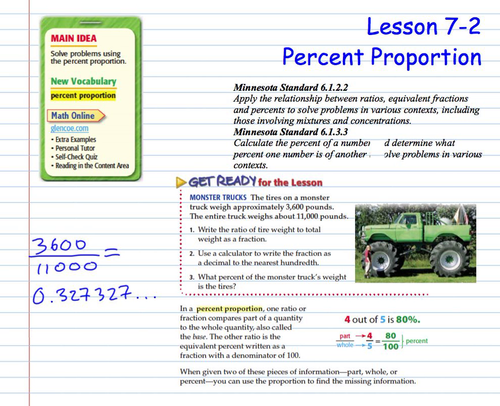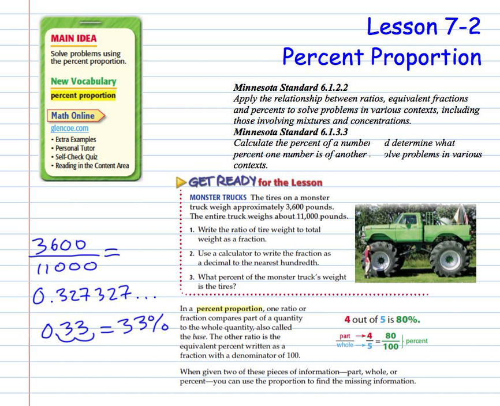To round that to the nearest hundredth, I would look at the 2. The 7 tells me to round that up, so this rounds to 33 hundredths, which would then become 33%, because I'm going to move my decimal point 2 places to the right. So 33% of the truck's weight is the tires.